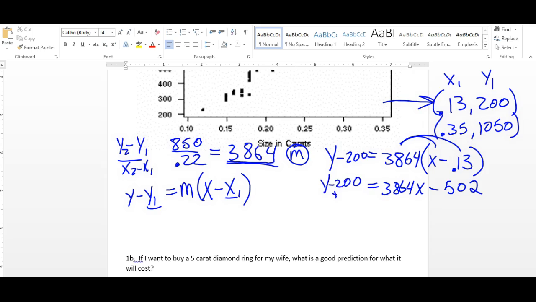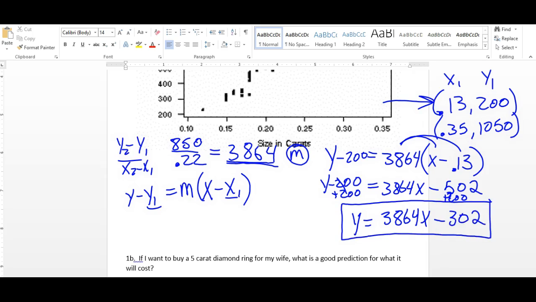I need to get the y by itself, so I'm going to add 200 to both sides. And I get y equals 3864x minus, let's see, negative 502 plus 200 is going to be negative 302. This is my equation that can be used to find the price of a diamond based on how many carats it is. The other part of the problem down here says if I want to buy a 5-carat diamond ring for my wife, what is a good prediction for what it will cost?